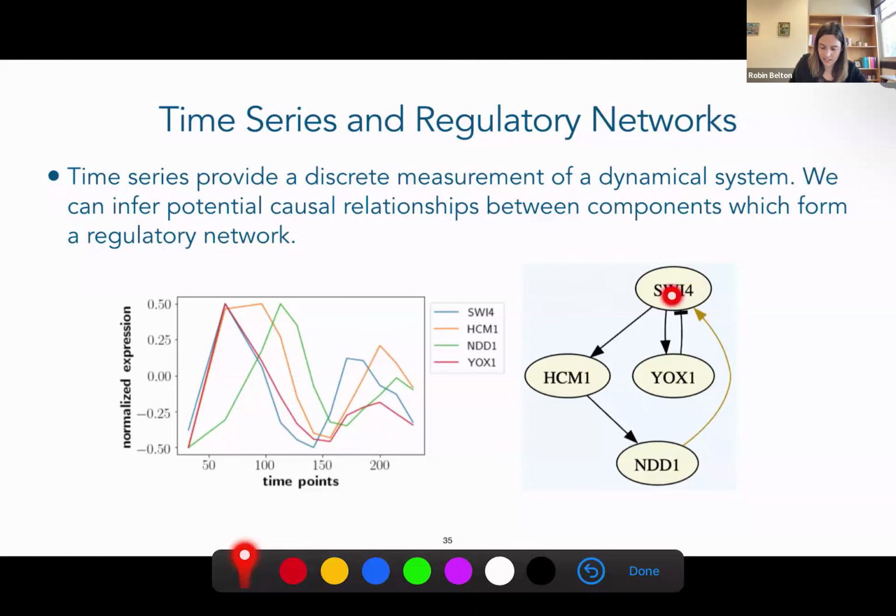Note that the level of activity of SWI4 is going to increase the activity of YOX1, and then YOX1 will then repress SWI4. All right, so that's how we can read these types of arrows in this regulatory network. And then on the left here, these are time series data of those 4 genes.